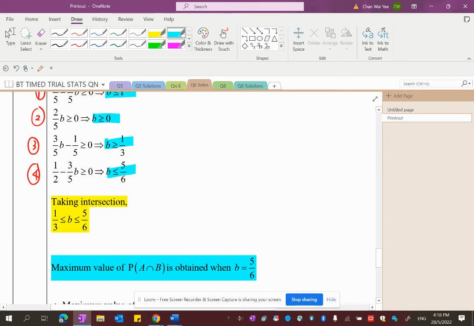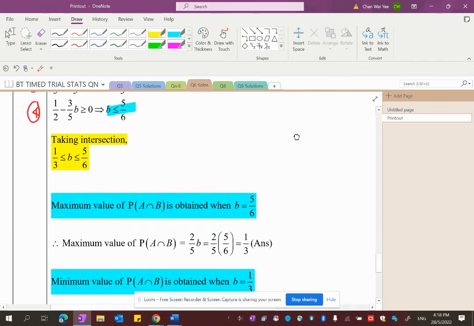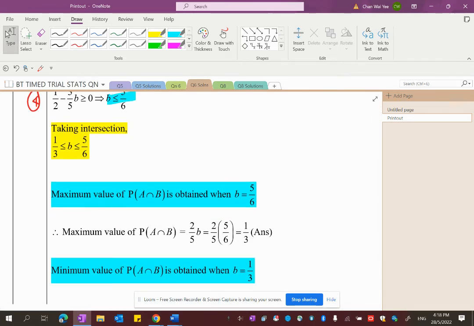After you have gotten the range for B, the question is asking you to find the maximum value of P(A intersect B) as well as the minimum value. A intersect B, remember, is given by 2/5 B. So to maximize or minimize A intersect B is the same as maximizing or minimizing B. If I maximize B, I maximize A intersect B. If I minimize B, I minimize P(A intersect B).